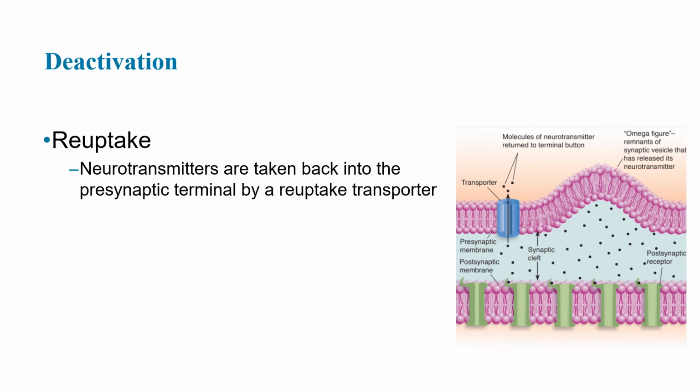The last main thing we're going to talk about here is basically how the neurotransmitters are stopped, and how the synaptic gap is turned off, in a sense. One of the things that occurs is what's called reuptake. Reuptake is the most common, and this is where neurotransmitters are taken back into the presynaptic terminal.